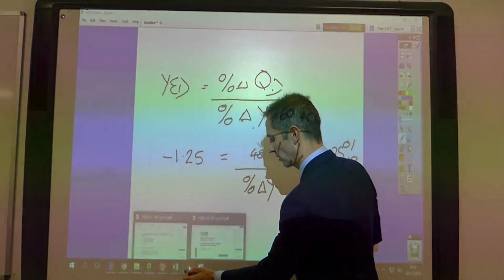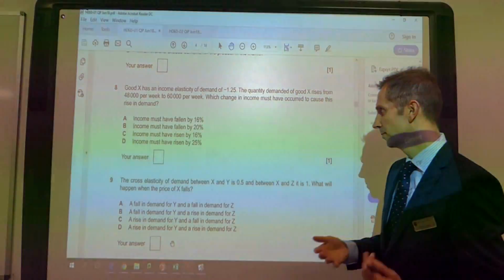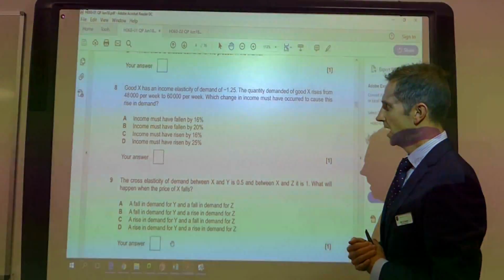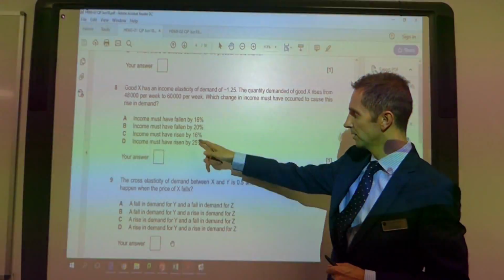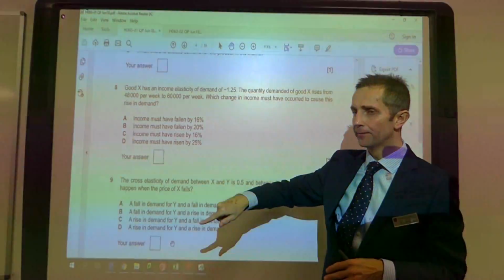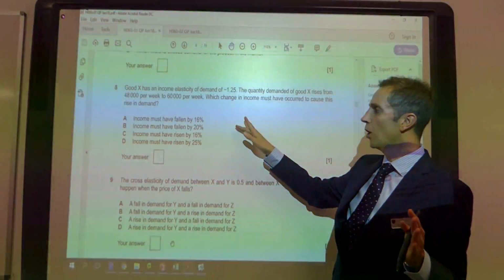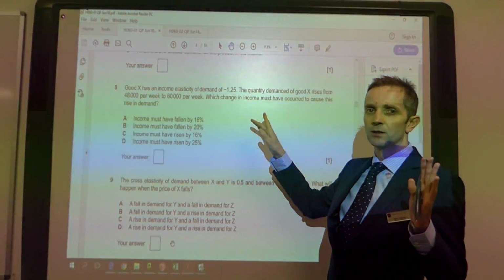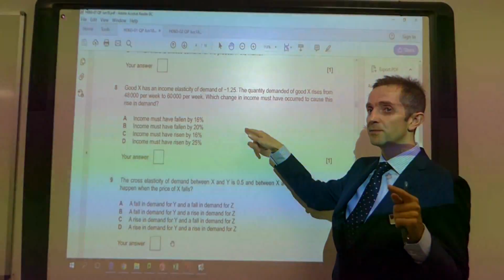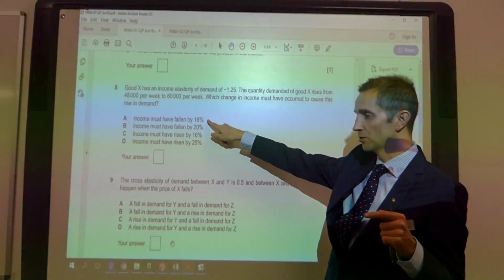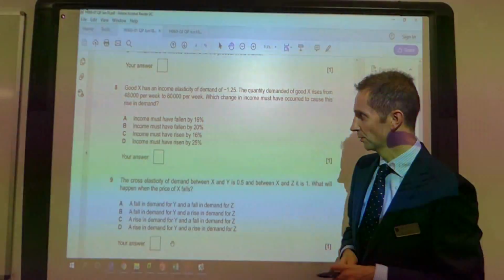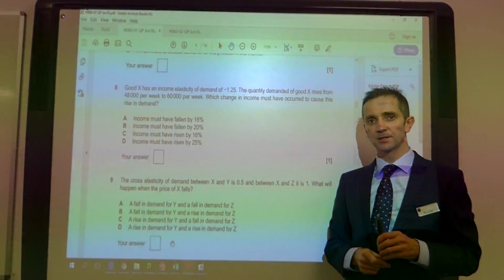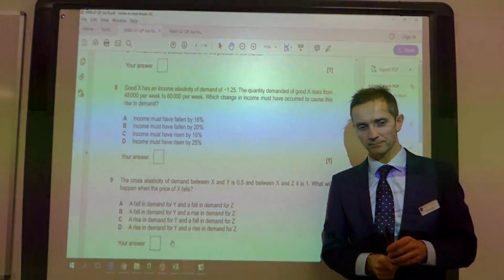So we flick back to our answer sheet, or our potential answer sheet, and we're clearly looking for a fall, so it's either A or B, and then it's 25 divided by whatever here, either 16 or 20, will give us minus 1.25, and in this instance the answer will be B. So that, ladies and gentlemen, is your answer.